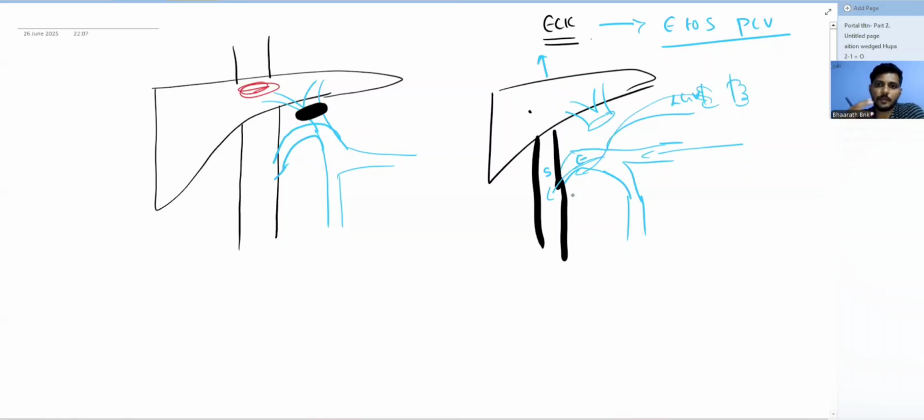But the problem happened in Budd-Chiari syndrome. In Budd-Chiari syndrome, there are these hepatic veins which are eventually draining the liver. Now there is a thrombus in these hepatic veins. Because there is a thrombus in the hepatic veins, the blood wouldn't go through the hepatic veins. So that was the reason it used to flow backwards, and there was portal hypertension.